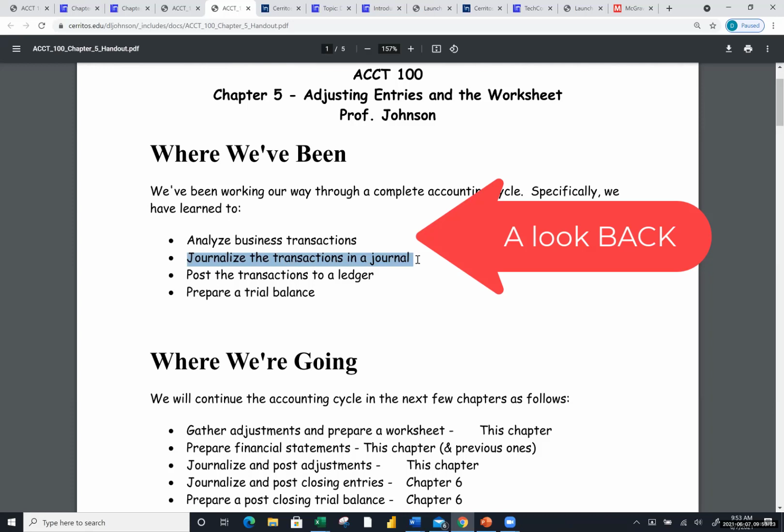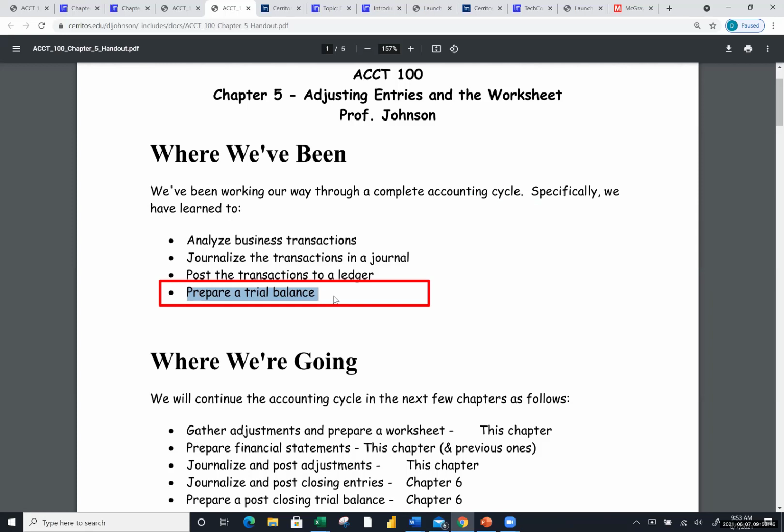But the problem with that journal is it didn't keep balances. And so we learned about this second book called The Ledger, and we went through a tedious, boring posting process to get the transactions from the journal to the ledger. We had numbers going every which way when we did that. And so the last step we covered was we created a trial balance. And that trial balance was a document that's used for one thing. It's used to prove the equality of debits and credits.